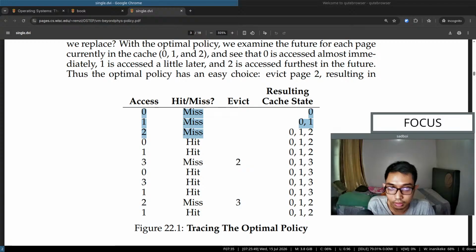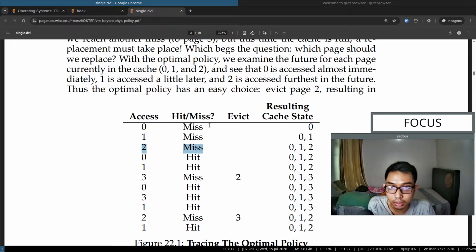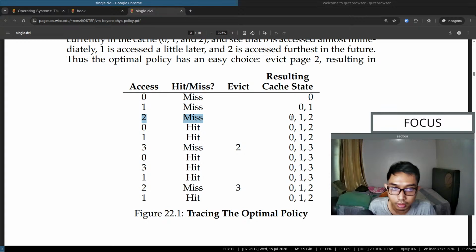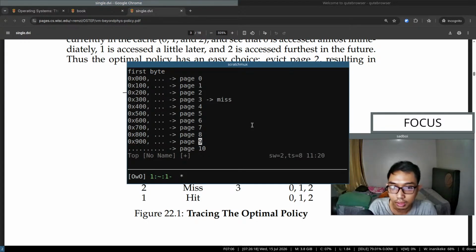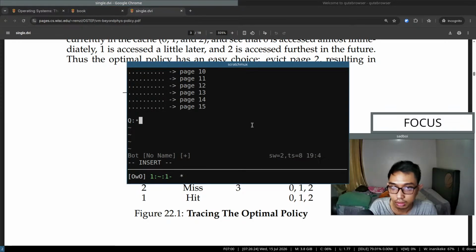Why the cold start miss? Also accessing this, also having this page 2 in the case, I guess. I'm still not sure. Okay, so let me put this in figure 1.